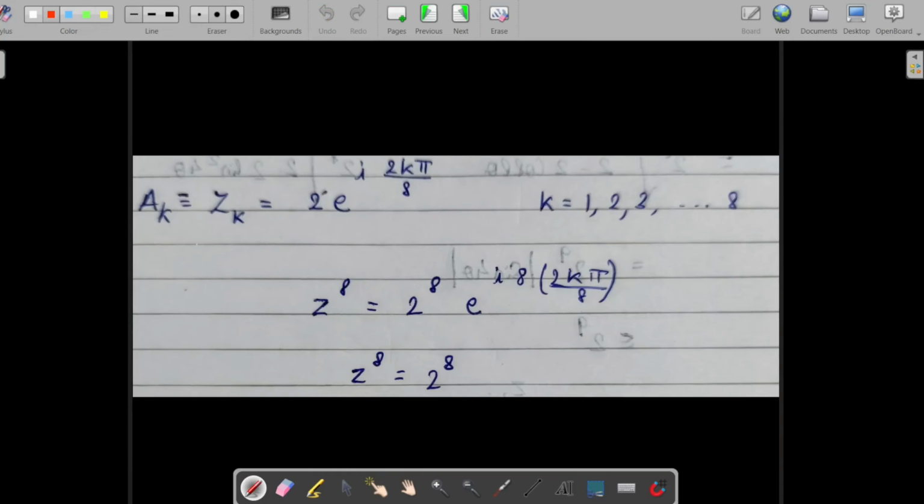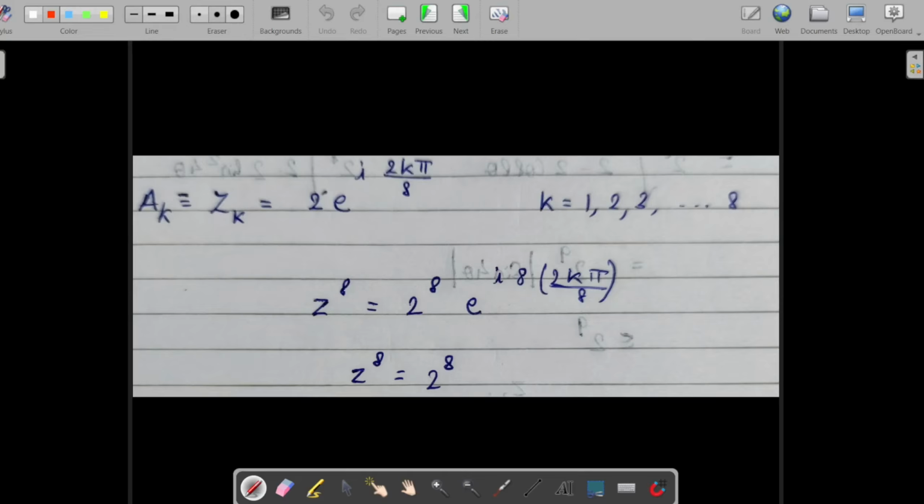So here A_K, that is A1, A2, A3, A4, up to A8, the question has already given us the names of the vertices of the octagon. We have taken z_k as 2 e raised to the power i 2k pi by 8, which is basically i k pi by 4, but I have written it this way to preserve the symmetry and ease of calculation, with k from 1 to 8, or otherwise you will get confused.